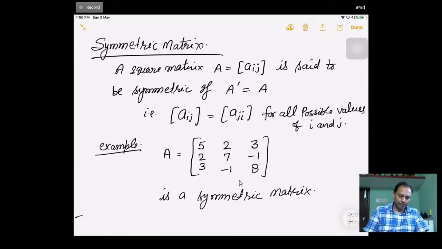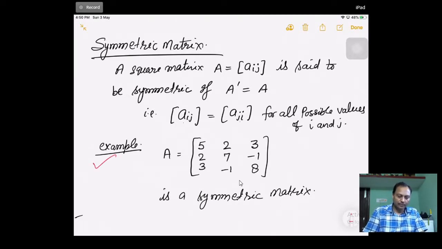It means the rows and columns are interchanged. After interchanging the rows and columns, we obtain the transpose of the matrix, and the transpose of the matrix is the same as the given matrix. It means aij is equal to aji for all possible values of i and j. We are taking one example to understand this.